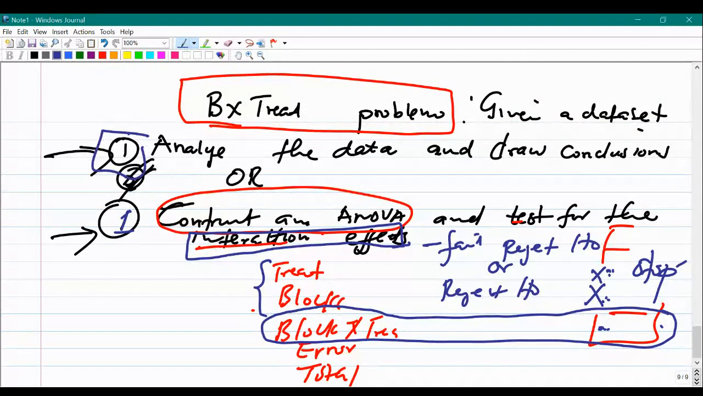But let's go to the first question. The first question is like this. The first question now is tricky. It's tricky. Oh, sorry.